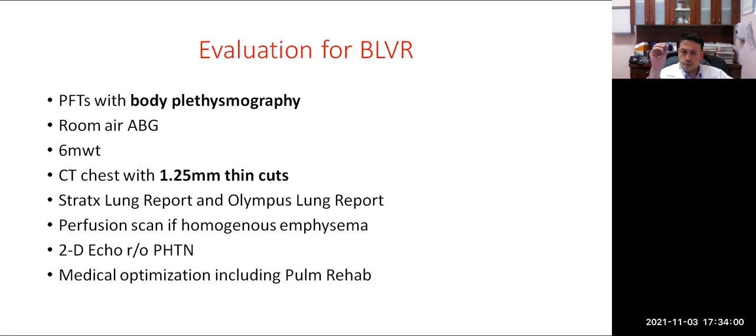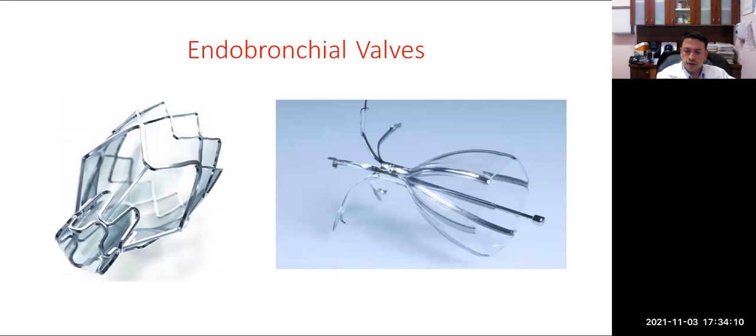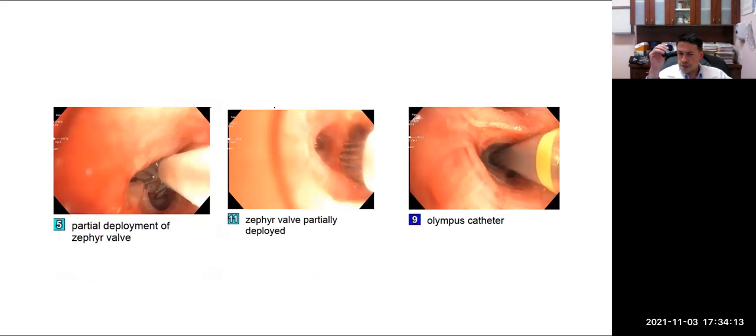Now I'll show you some perfusion scan data that's very important for patients with homogeneous emphysema. We want to rule out pulmonary hypertension and have those patients go through rehab. So these are the valves, and there are some technical differences between them. One of the strong features of my program is that we use both valves. We have them both sitting on a shelf, and I will place valves side by side from all these different companies, because I found that there are different situations in which one may do better than the other.